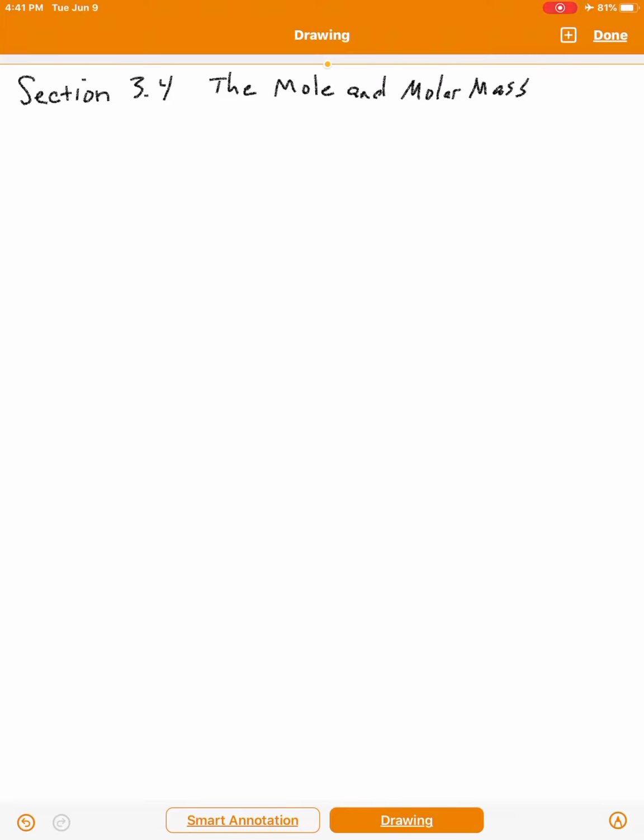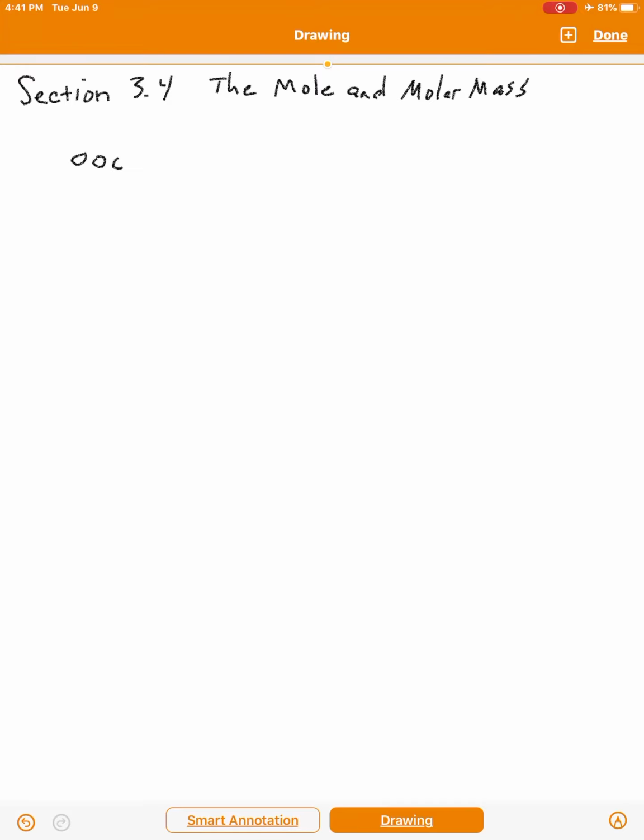Section 3.4, the mole and molar mass. So now we're going to start quantifying mass, and we're going to start quantifying matter. So let's come back and remind ourselves about the atomic theory.